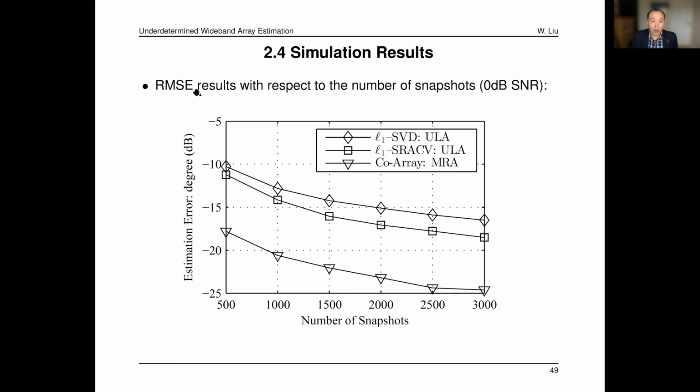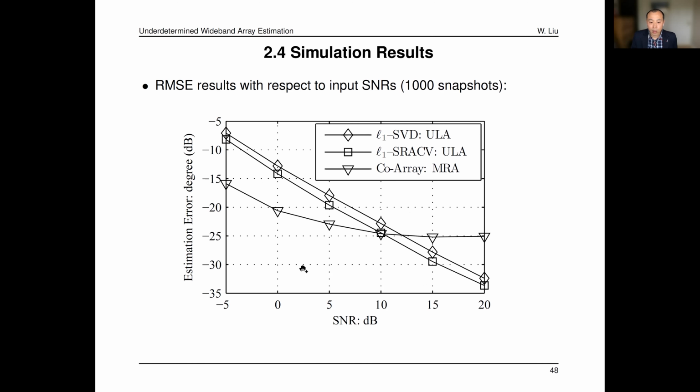Here are the RMSE results with respect to the number of snapshots. We fix the SNR at 0 dB. As you increase the number of snapshots, certainly it gets better, right? And also the co-array based method gives you the best result, because the MRA based one is better than these two methods.